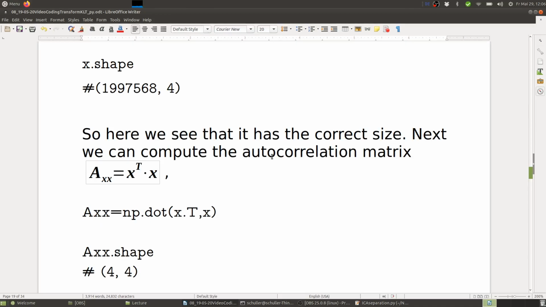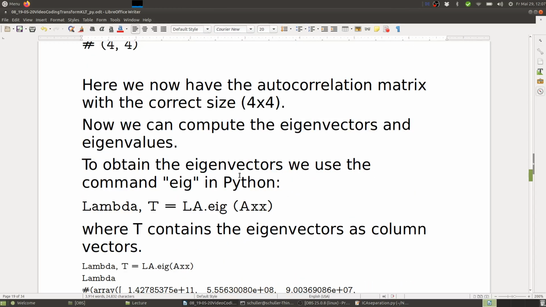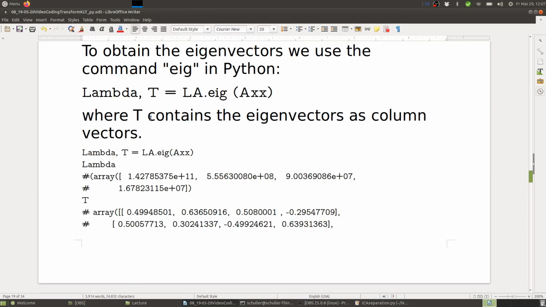So next we can compute the autocorrelation matrix AXX as X transpose times X, which you can see here. So we take X transpose and X and apply the matrix multiplication, and that's our AXX. And AXX is now much smaller, it's just 4 by 4. Right, it's the correct size. So now we can compute the eigenvectors and eigenvalues. So using linalg.eig, this again computes the matrix T and the eigenvalues lambda. So T now contains the eigenvectors as column vectors.